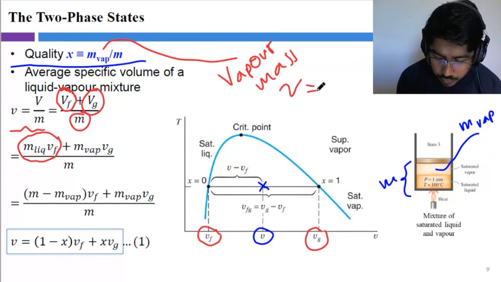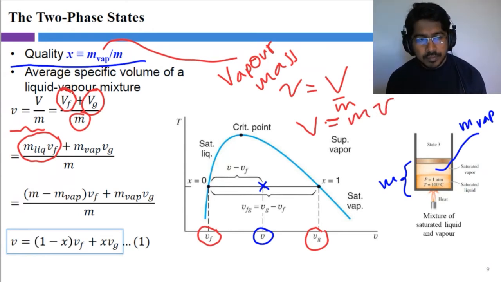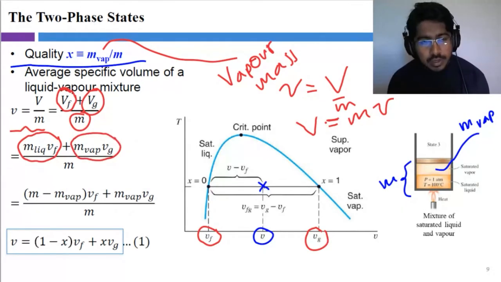because we can write V equals this, and then total volume equals m times specific volume, right? And similar to that, we can write the total volume of gas is equal to m vap, the mass of the vapor, into the specific volume of the vapor. Are we clear up to that point? Any questions so far? Anybody? If you are clear, you can say it's all good.